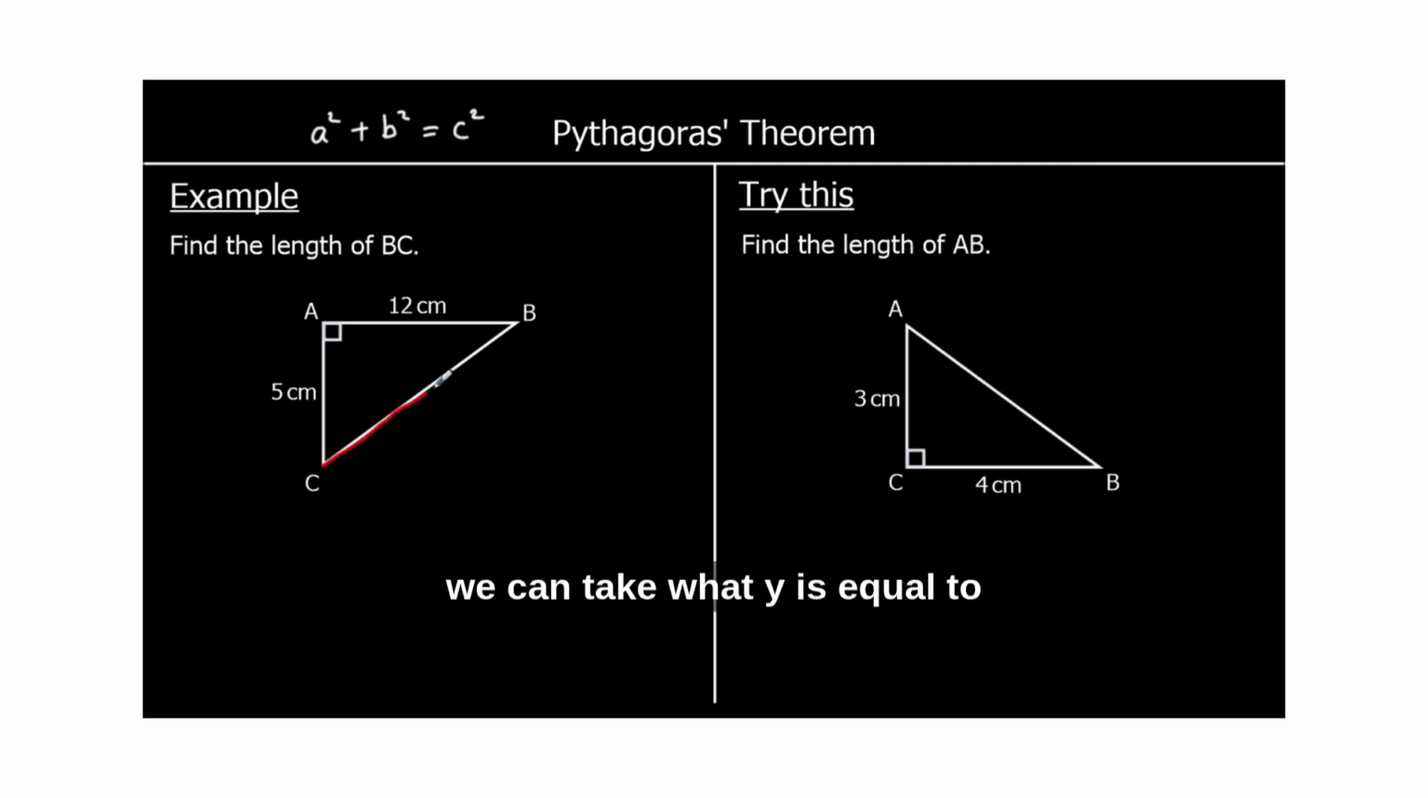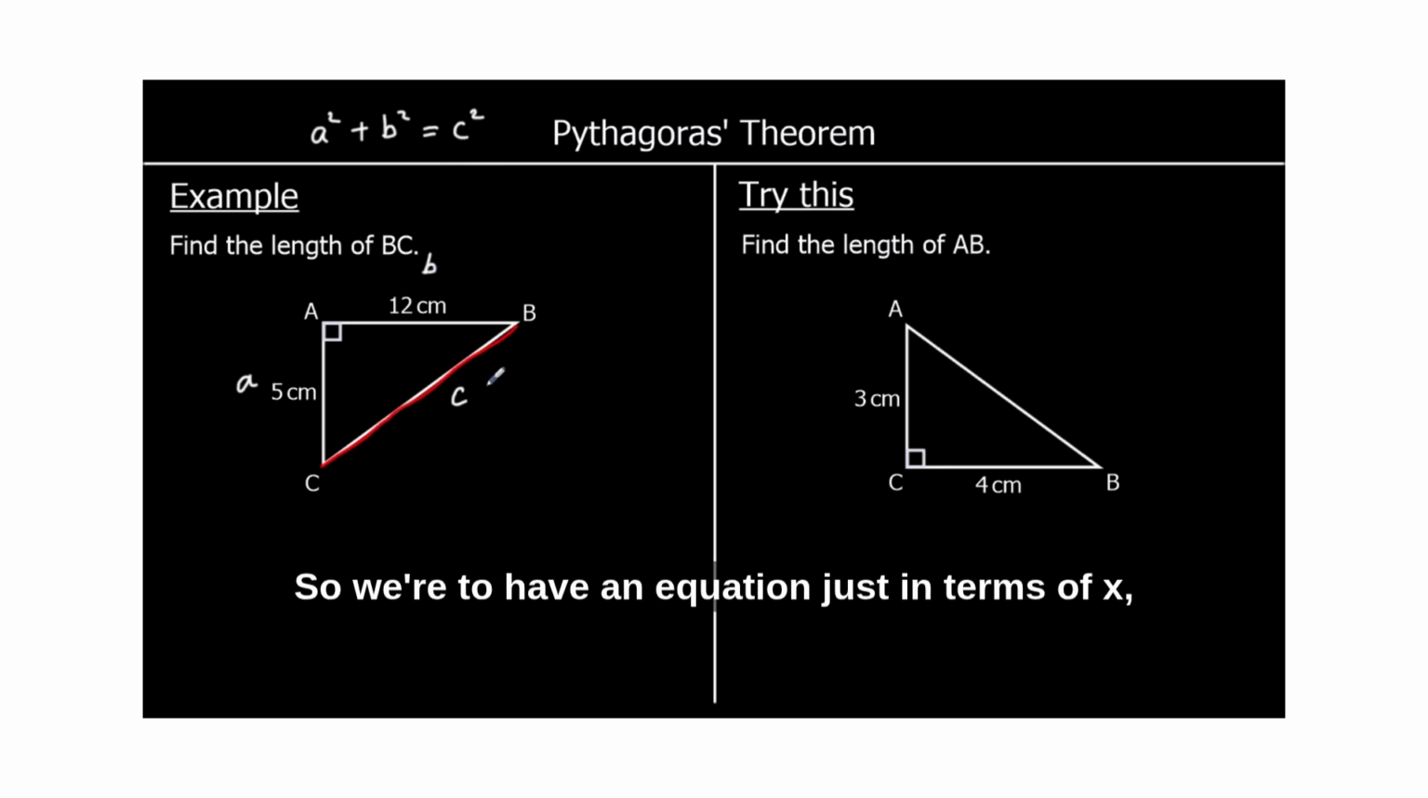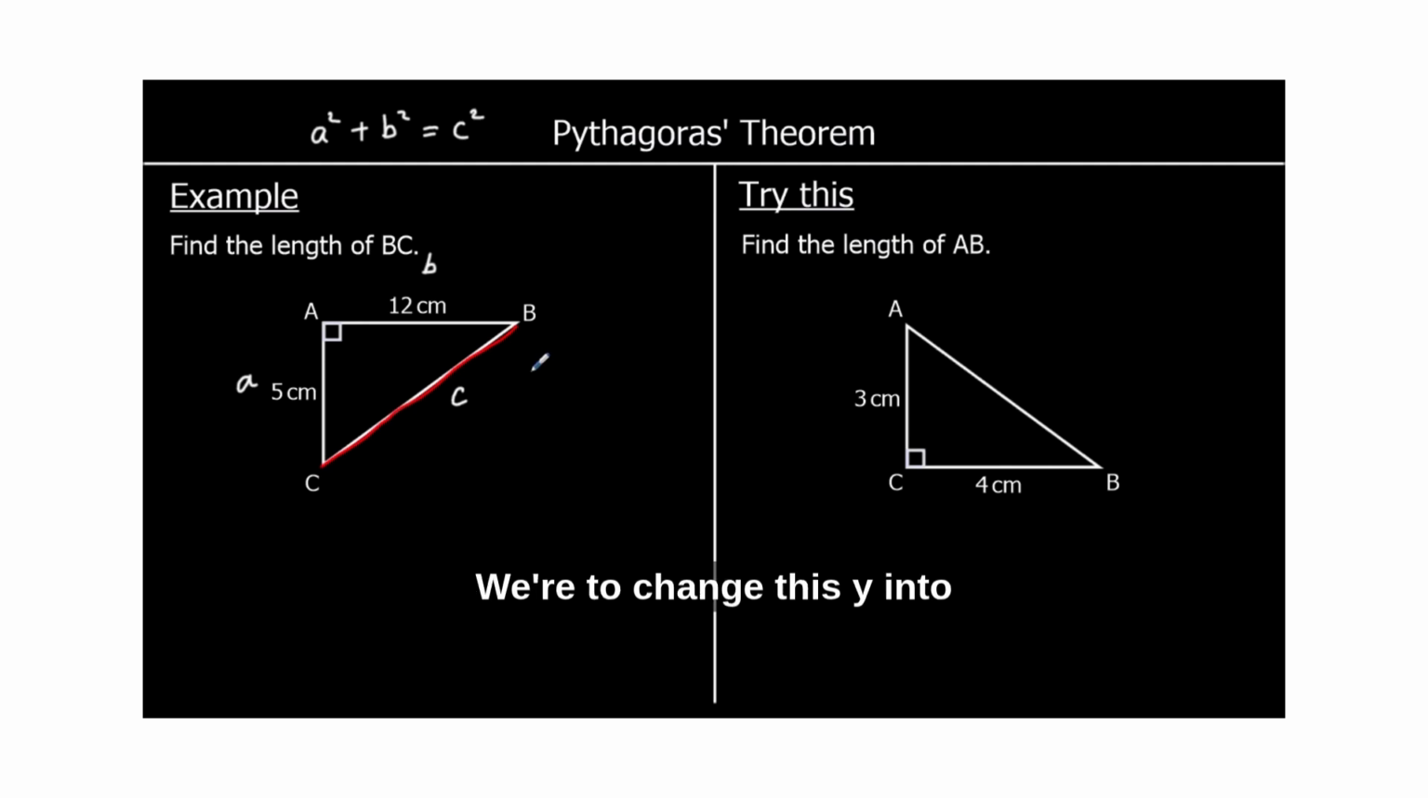So this is the longest side in this question. So a squared plus b squared equals c squared. The two shorter sides are a and b, and the longest side is c. So let's look at this example. Find the length of BC.